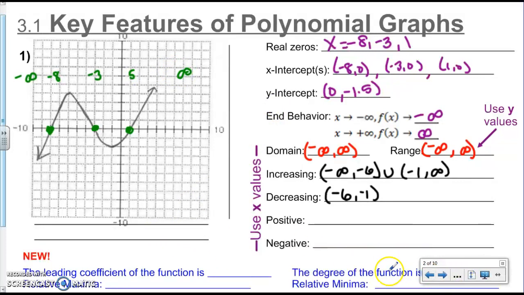When you're looking at your graph, you just need to ask yourself, is this section over here above or below? Since it's below, we're going to mark it with a negative sign. Then this section here, between -8 and -3, is above, so that'll be positive. The next section is below, so that will be negative. And the last section is above, so that will be positive. We're going to list this out.